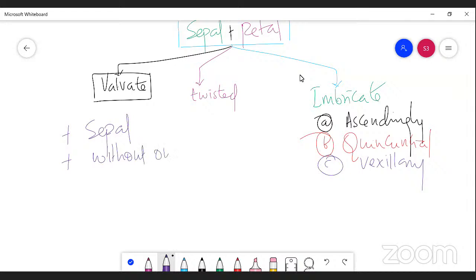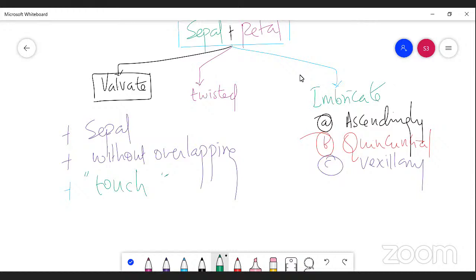Without overlapping, right? But their edges slightly touch. Their edges slightly touch at the margin or at the end, right? When they meet, their edges are slightly touched, but without overlapping. That is called a valvate distribution, right?